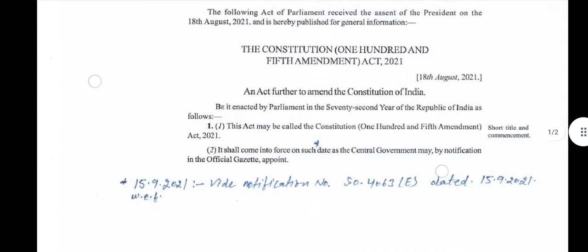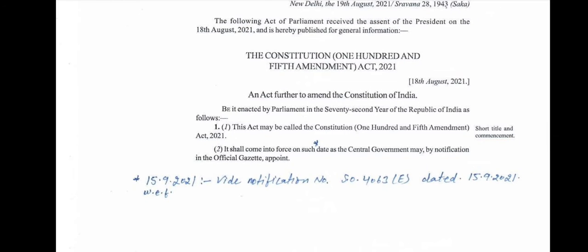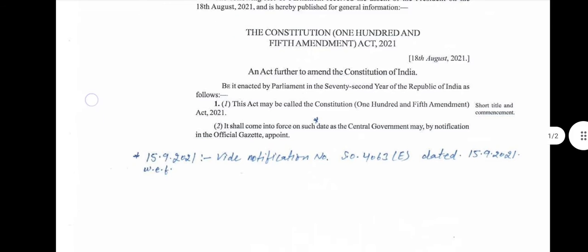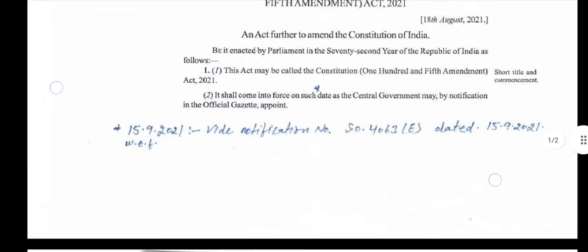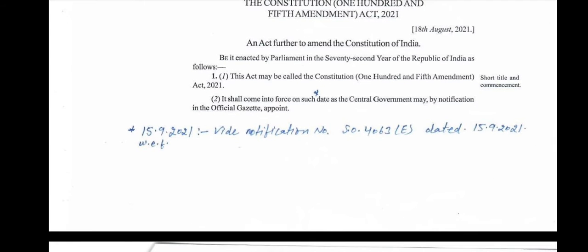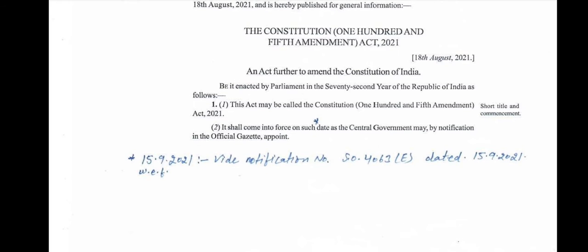What is the purpose of this amendment? This Act may be called the Constitution 105th Amendment Act, known as the short title, Section 1. It shall come into force on such date as the central government may, by notification in the official gazette, appoint. That is 15/9/2021, head notification number. Here you can see it is also written with a pen, that is, on 15 September 2021 it came into effect, and on 18 August 2021 it was published.